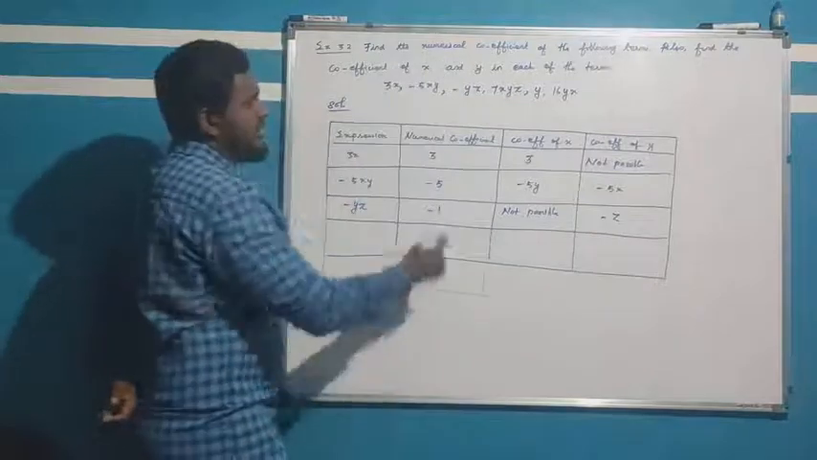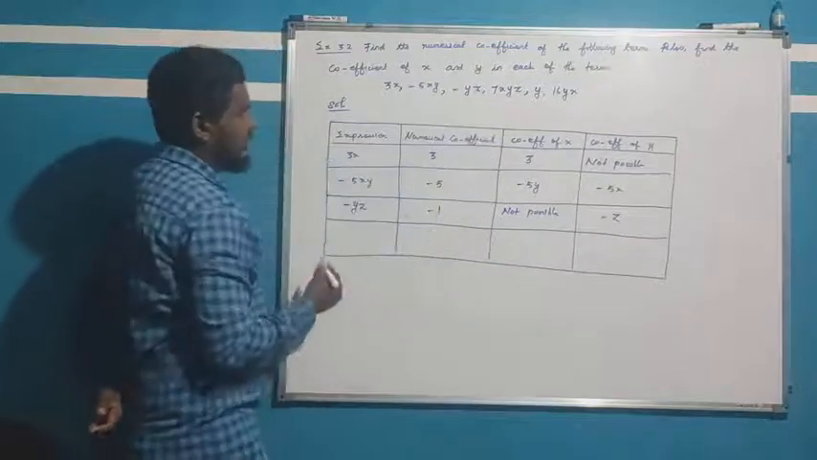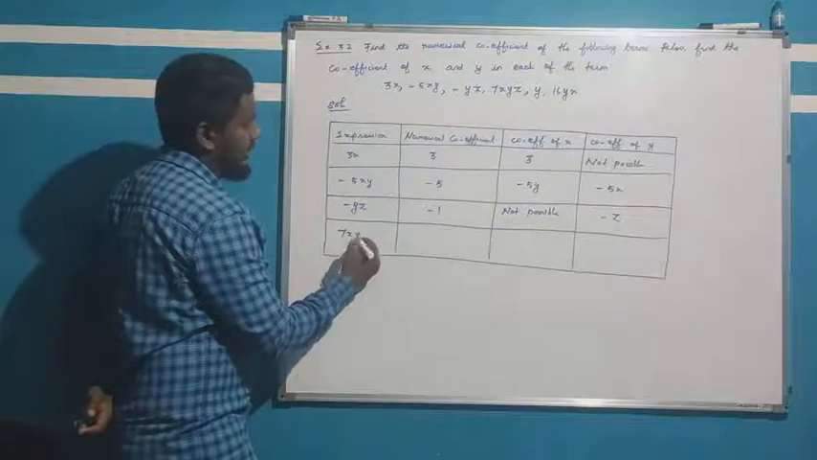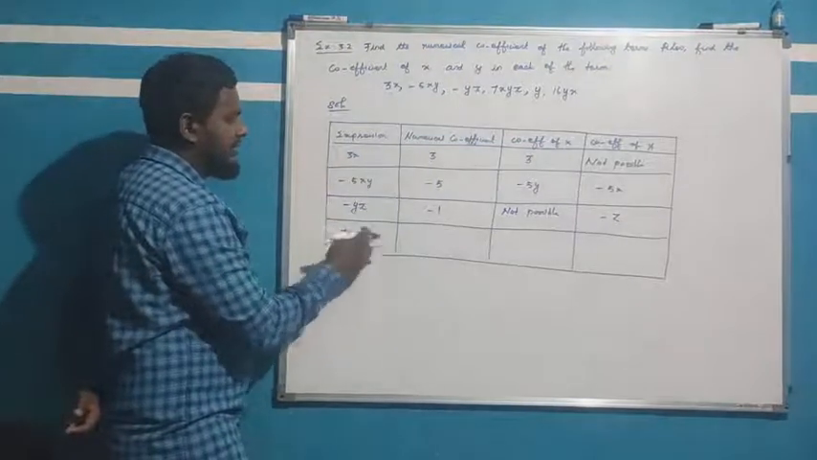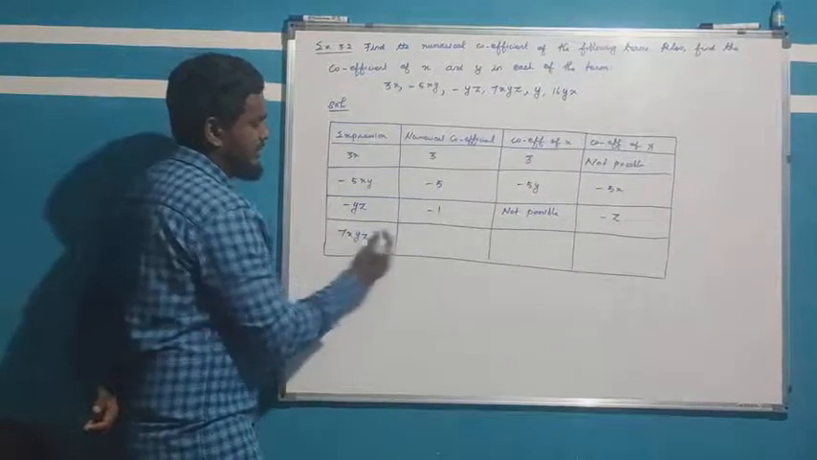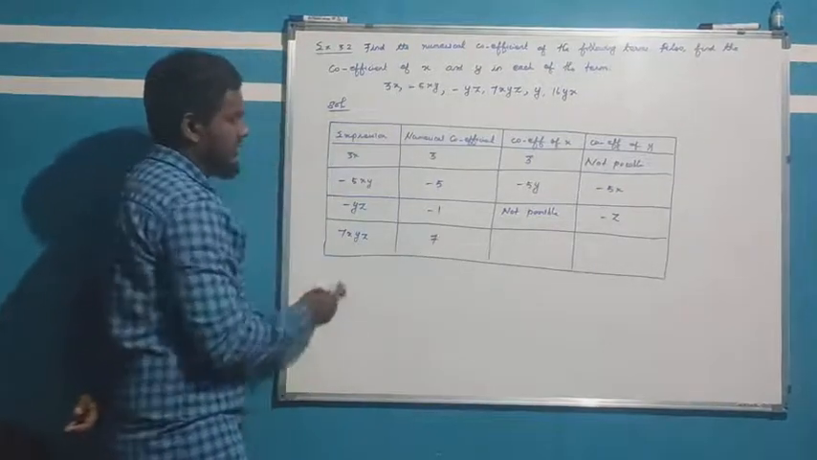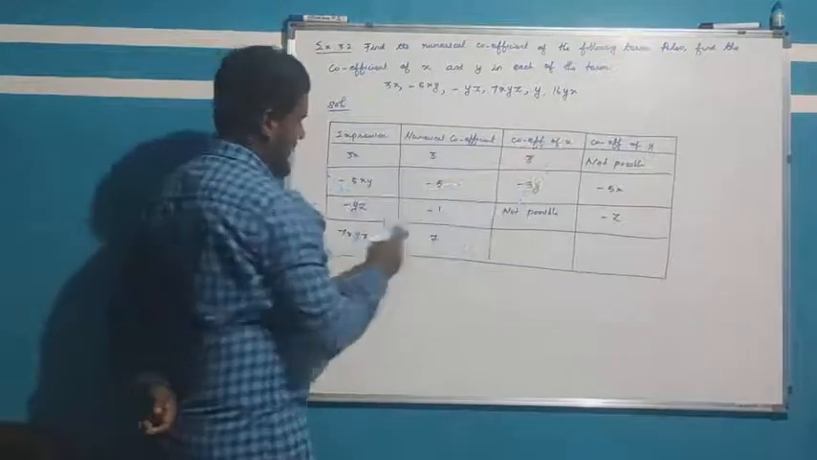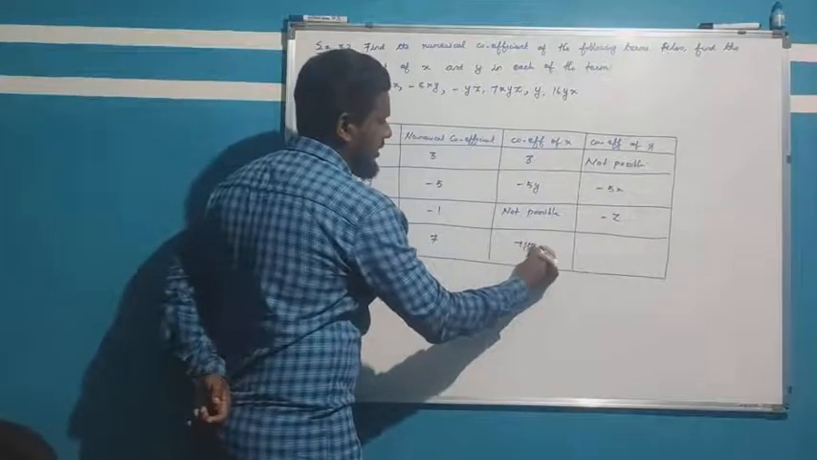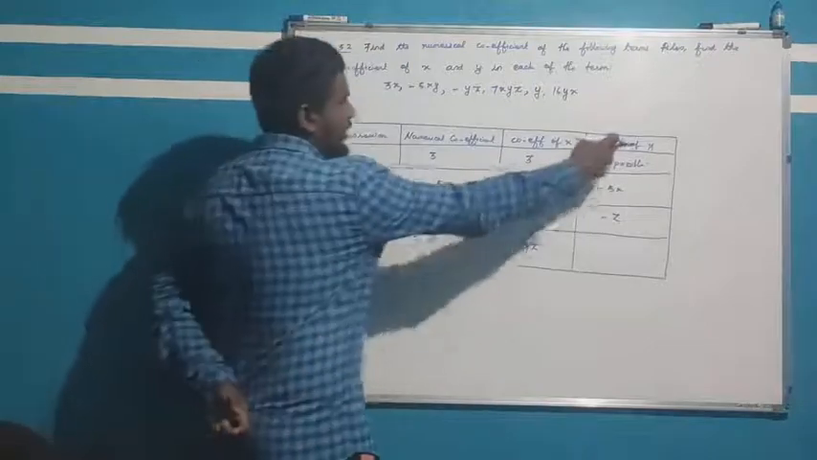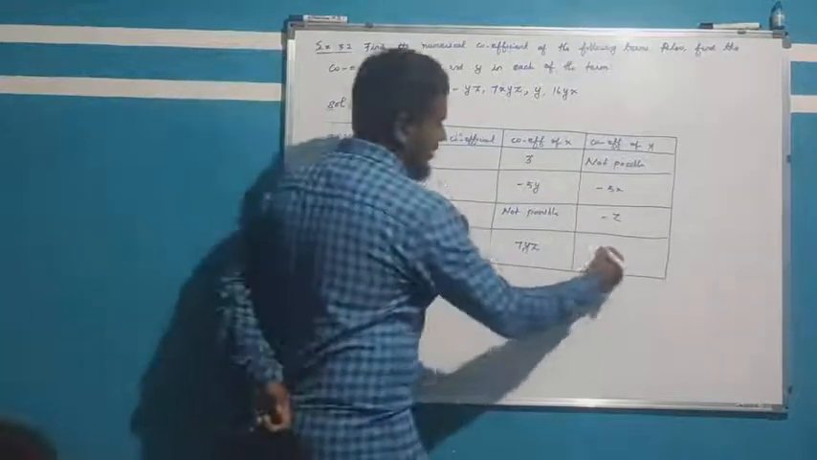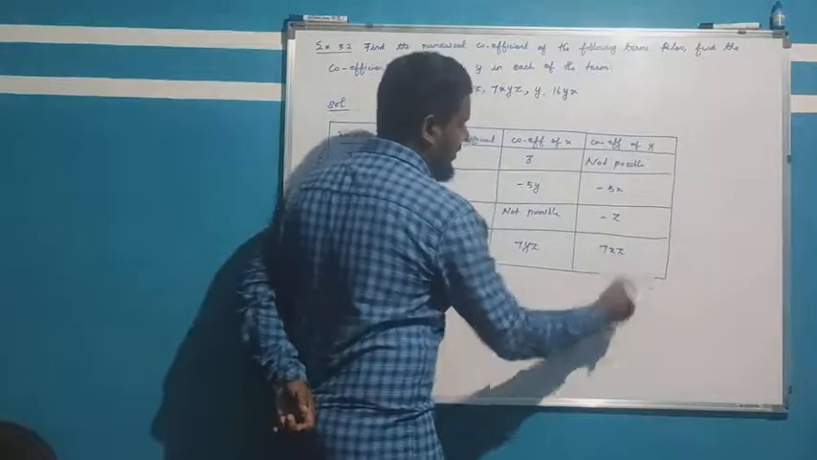Next you have to find 7xyz. Here the numerical coefficient of 7xyz is 7. Then the coefficient of x is the product 7yz. Then the coefficient of y is 7xz.